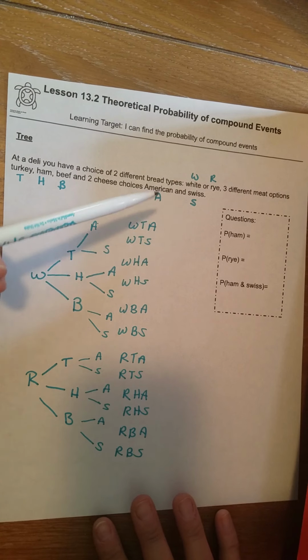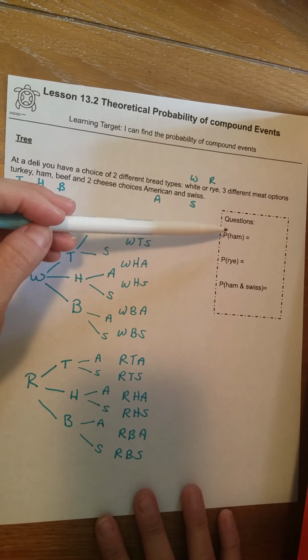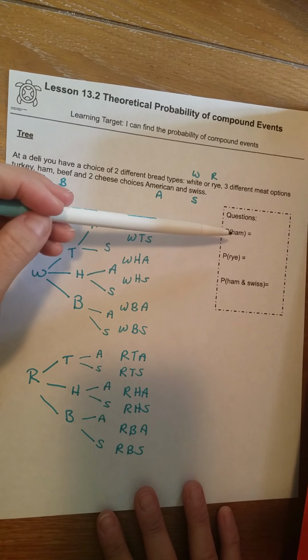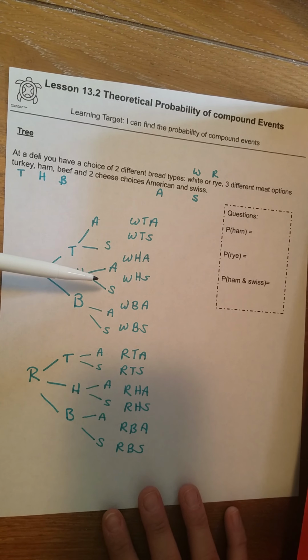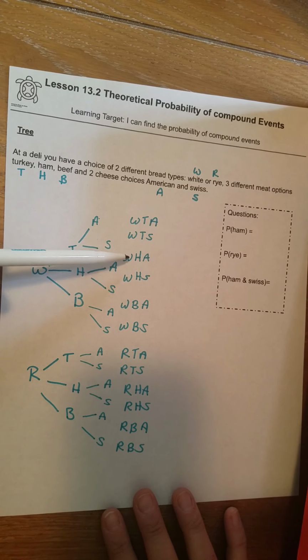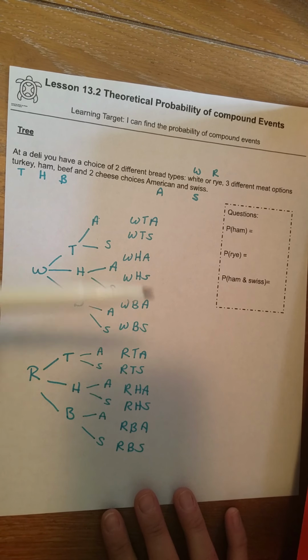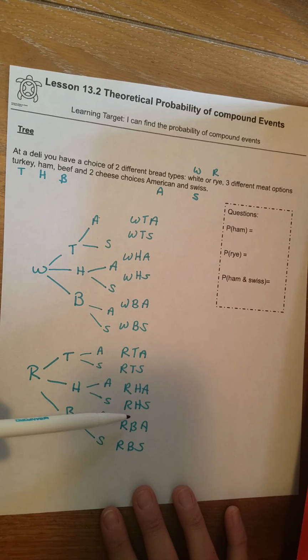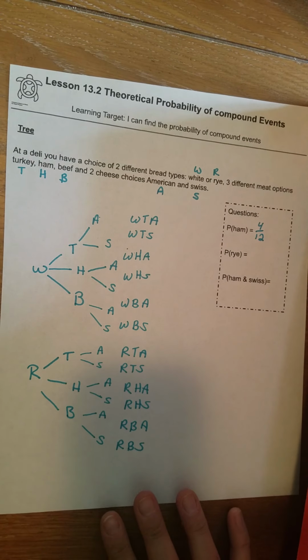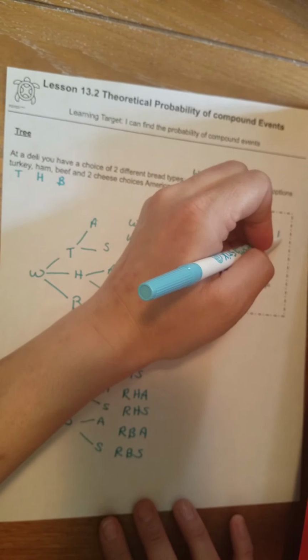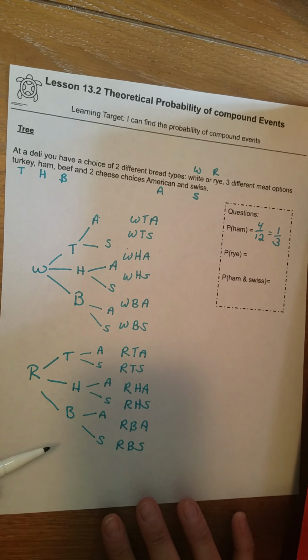So I can think about probabilities too. Using this, I can find the probability of ham. So I'm just going to go through and look at all of the options that have a ham in them. So 1, 2, 3, 4 options out of my 12 sandwiches total have ham, and that's 1/3 of my choices.